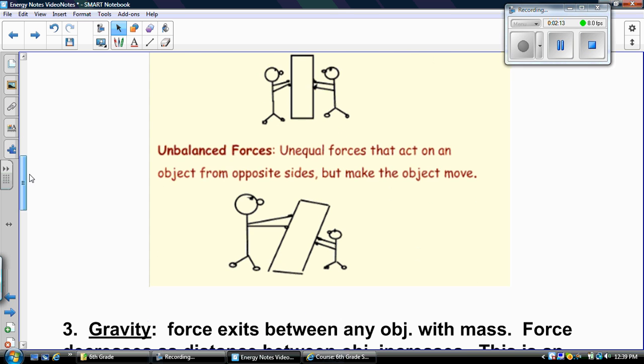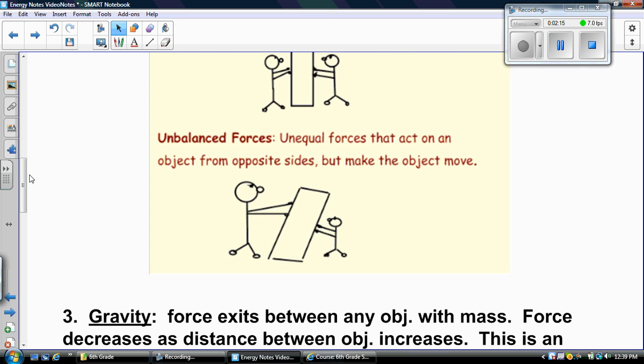Now, unbalanced forces are unequal forces that act on an object from opposite sides, and they make the object move. So in this case, the guy on the left has a larger force than the guy on the right, so they're unequal forces and the object is going to move to the right. So those are the two types of forces, either balanced or unbalanced.